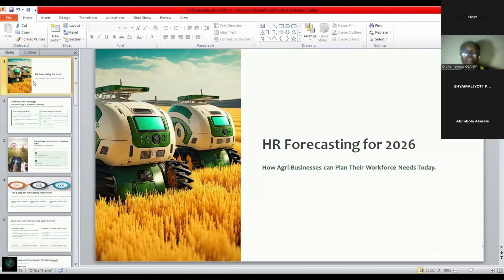The topic before me, without wasting too much time, is HR forecasting for 2026: how agri-businesses can plan their workforce needs today. Like I earlier said, all of us will become the tech HR that we want to be at the end of today's session. So let's just dive in.